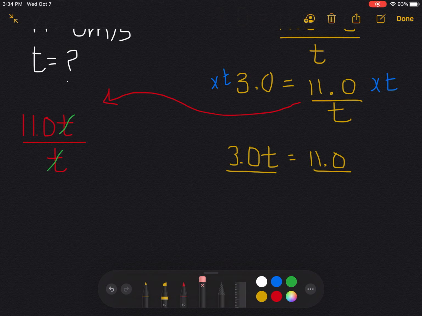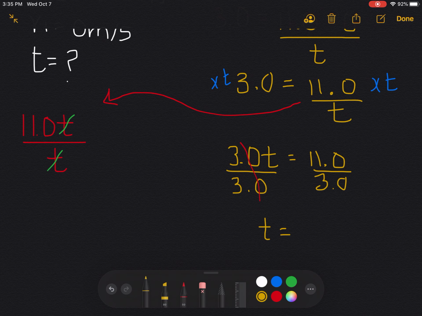But we don't want to know how much 3 times the time is. We want to know what just the time is. So we don't want that 3 in front. To get rid of it, we divide by 3. And it's a balancing act always. We've got to do it to both sides. So 3.0T divided by 3 gets rid of that 3, and we're left with T is equal to 11 divided by 3.